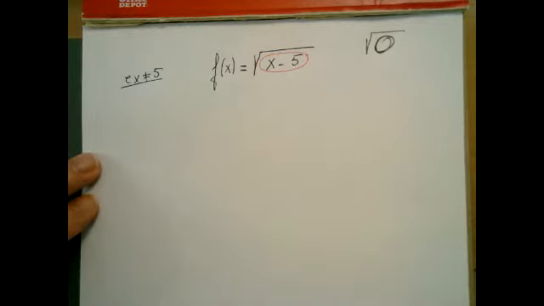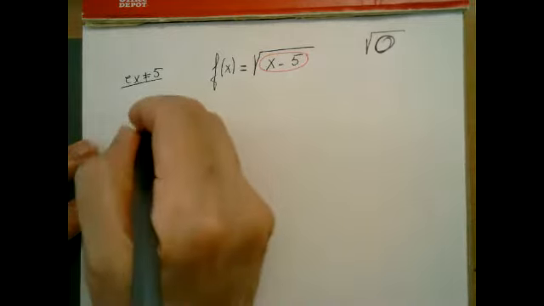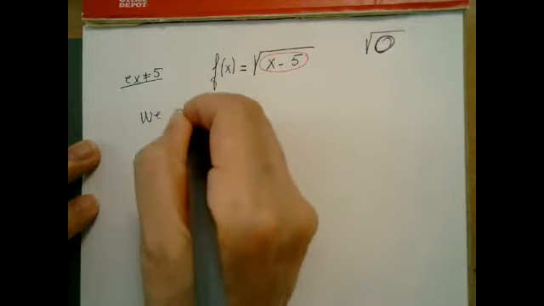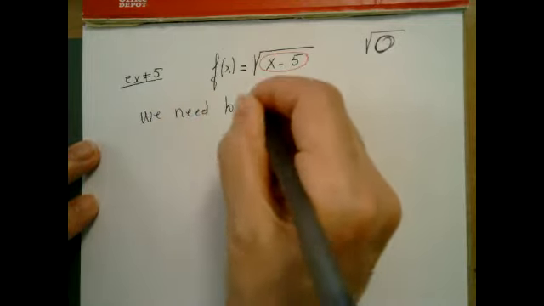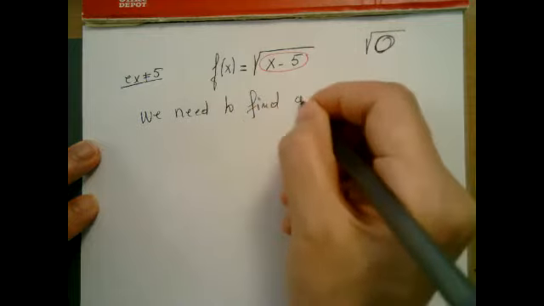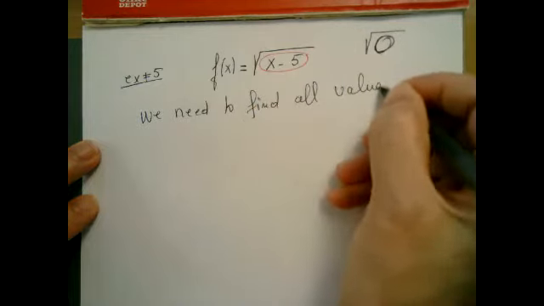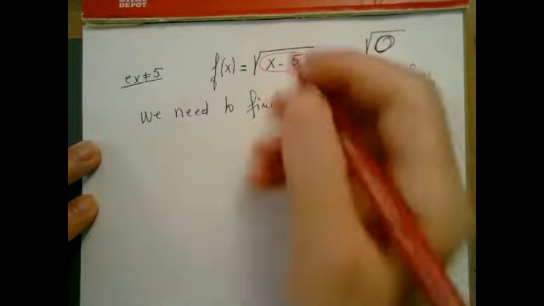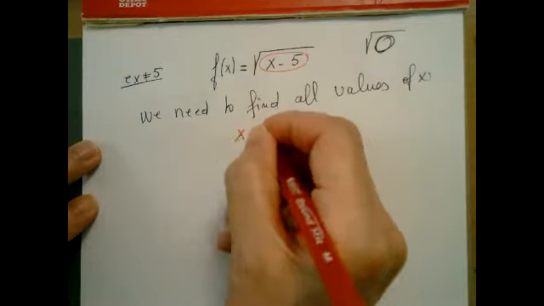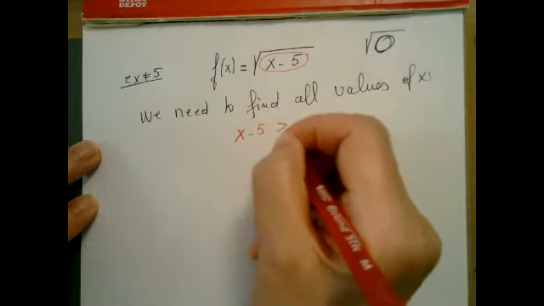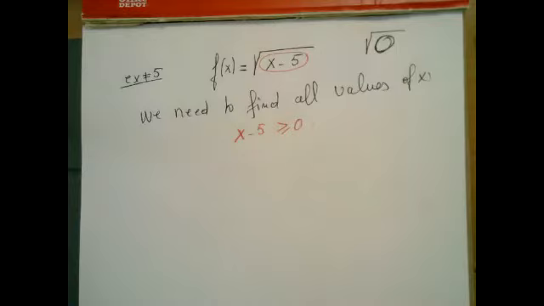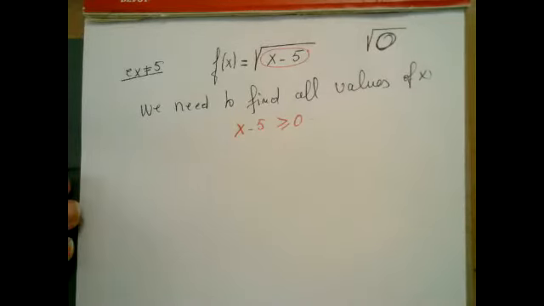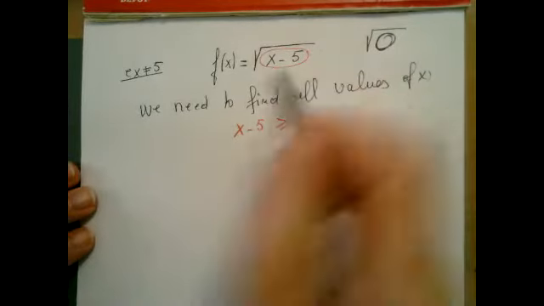So what is the domain here? How to find the domain? We need to find all the values of x such that what's under the square root, which is x minus 5, is positive or equal to 0. That's really what we need. So to find the domain, I need to ask myself, which values would make the term under the square root positive?